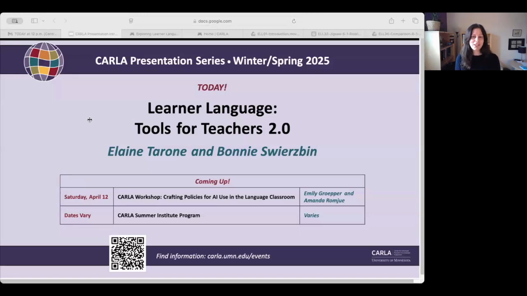So we are really excited today to welcome back Elaine Tarone and Bonnie Swierzbin. Elaine is a Professor Emerita from the University of Minnesota, and she was my predecessor as the director of the Center for Advanced Research on Language Acquisition. And Bonnie is a very experienced but now retired ESL teacher who worked at both the University of Minnesota and as a teacher educator at Hamline University. And they have done a reboot of a book project that is now, I guess we can say, a CARLA project that they're going to talk to you about today.